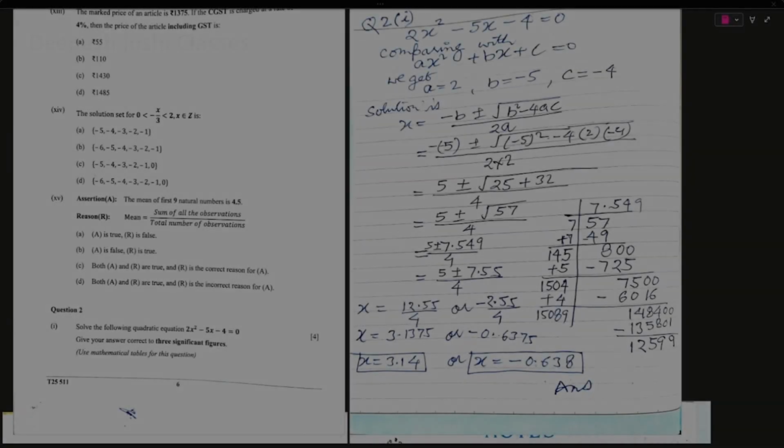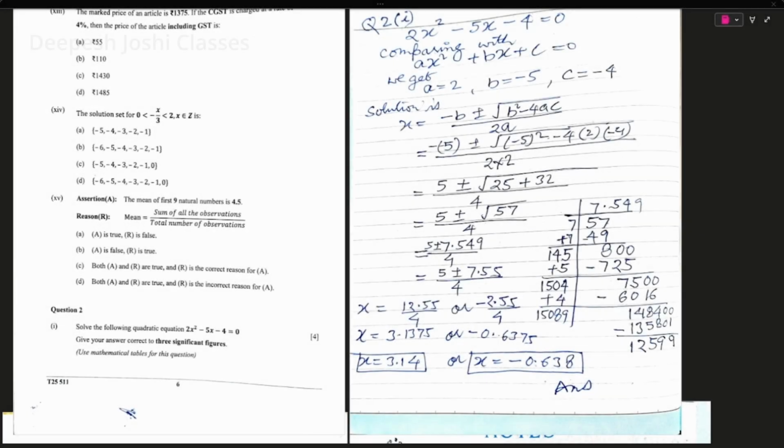In this video, we will solve question number 2 of section A of Mathematics ICSE 10. Now move to question number 2, first part, in which we have given a quadratic equation. First of all, we will compare it with our standard equation ax square plus bx plus c is equal to 0, and we will get the value of a, b and c here. On putting the value in the solution of this equation, the formula is x is equal to minus b plus minus root b square minus 4ac upon 2a.